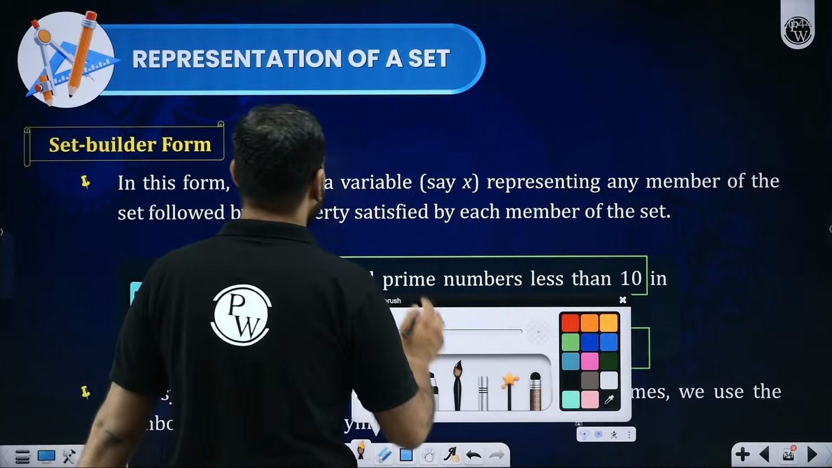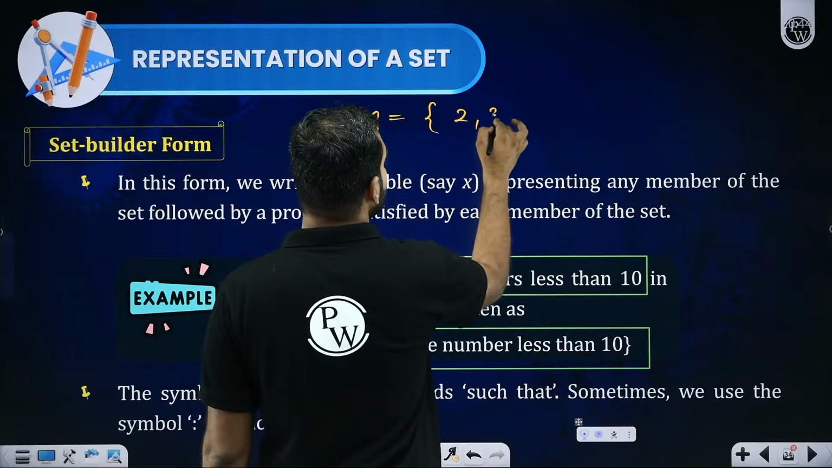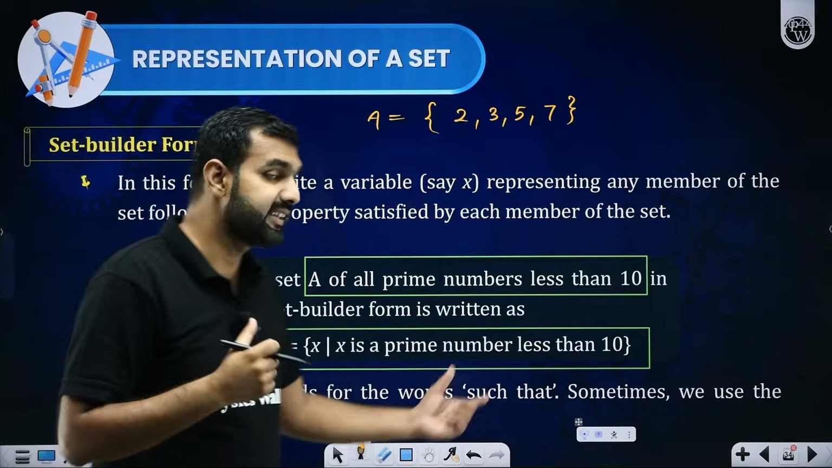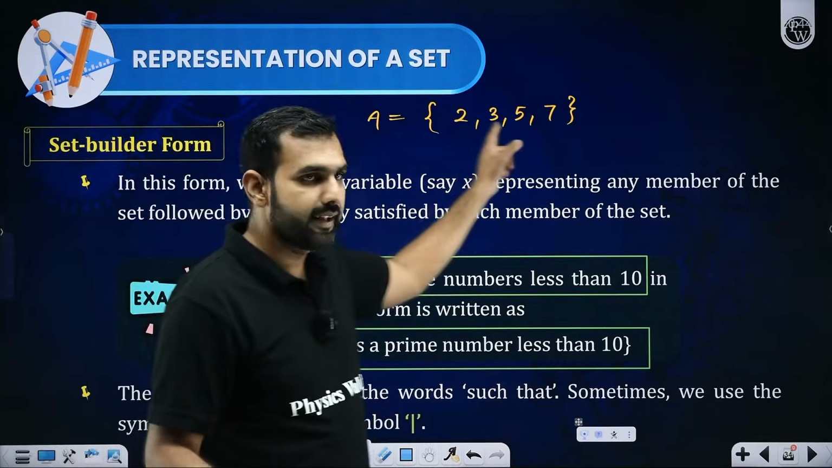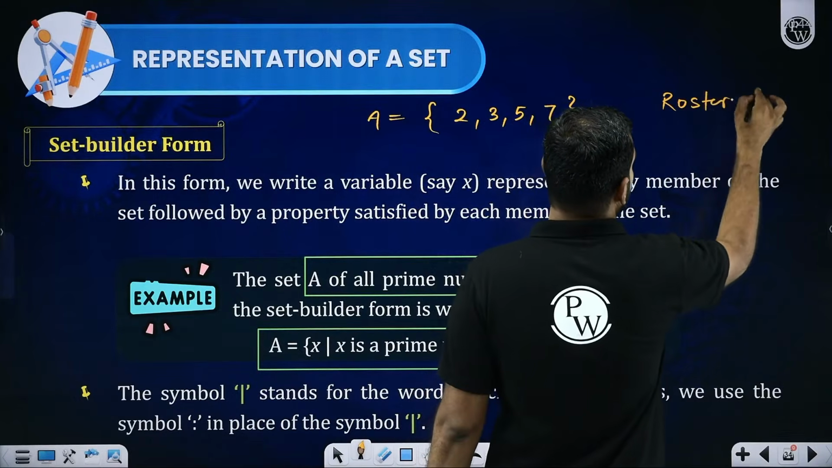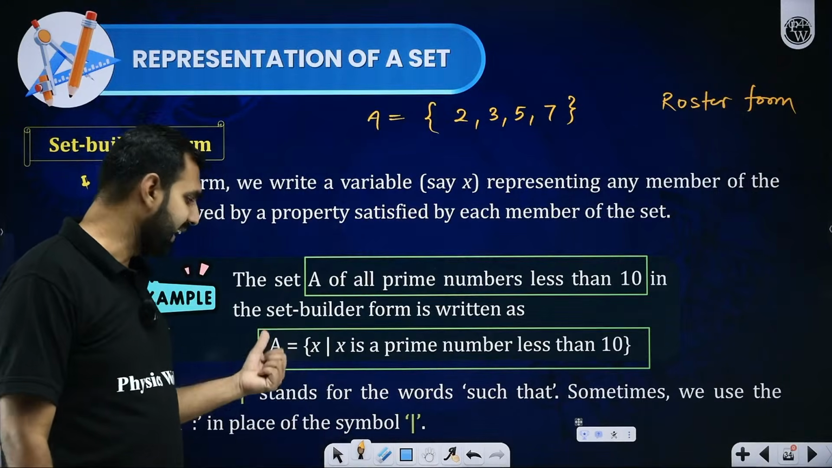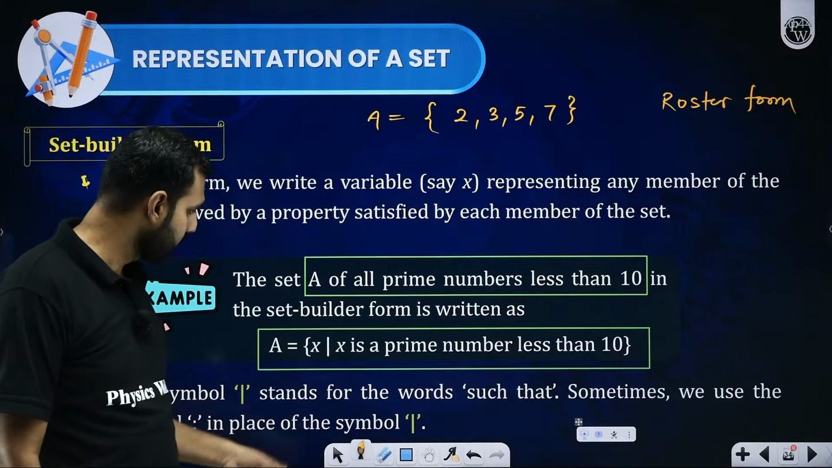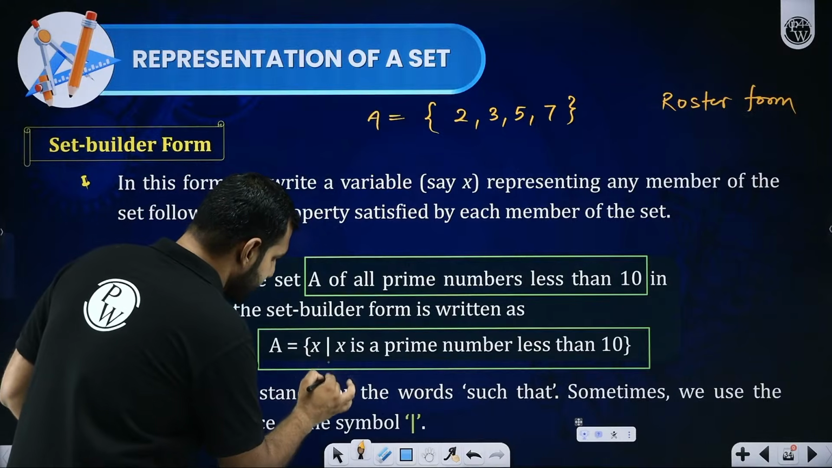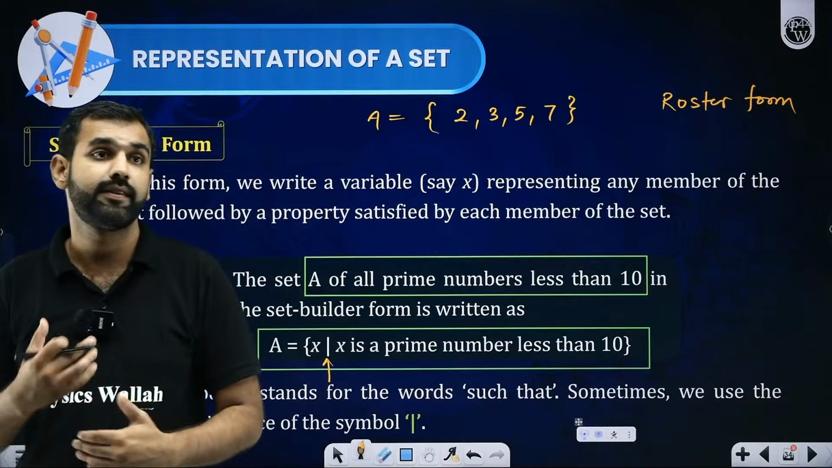What does it mean? I could have written it like the set A in the roster form is prime numbers 2, 3, 5, 7, yes or no? So all the prime numbers less than 10 can be written like this. This is the way of writing it. This is called the roster form. But if I want to write it in its set builder form, that is given by A is a set which contains X such that, this line here means such that X is a prime number less than 10. This is called the set builder form.